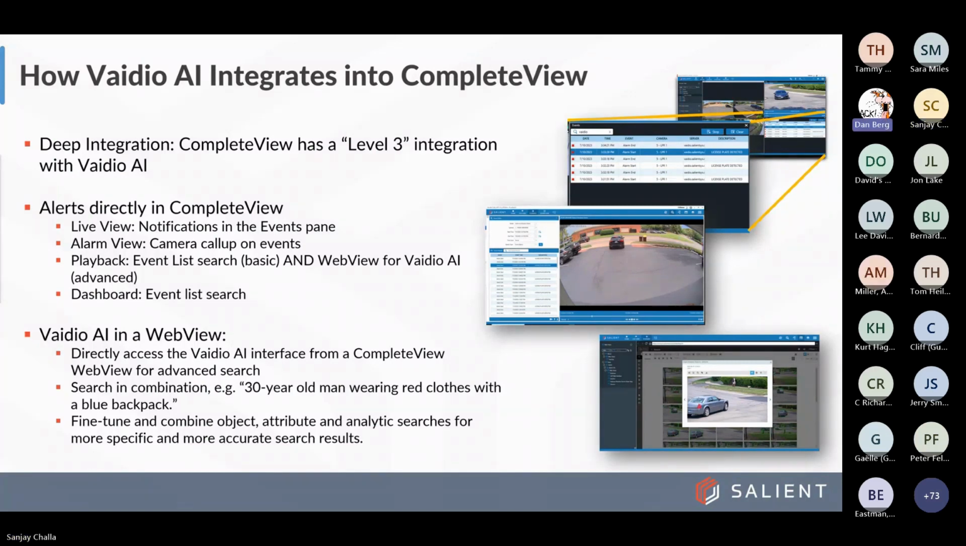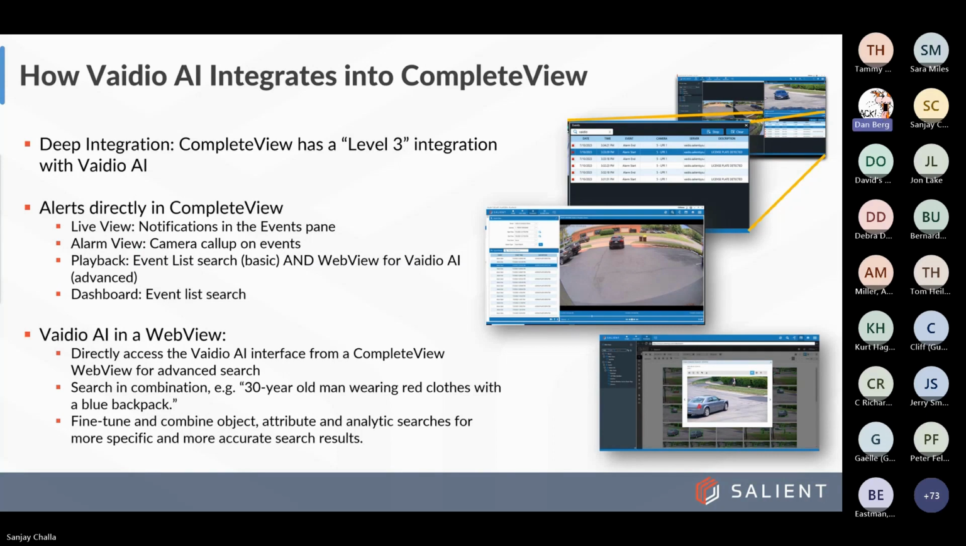All right. So we've got a level 3 integration with Vaidio AI and Complete View. That means that Vaidio AI can access video from Complete View recording servers, for live and recorded video, to process through the analytics. It also can send alerts into Complete View based on rules that you set up in Vaidio. So you can get those alerts popping up in live view, notifications in the events pane, alarm view, and camera call up on events.